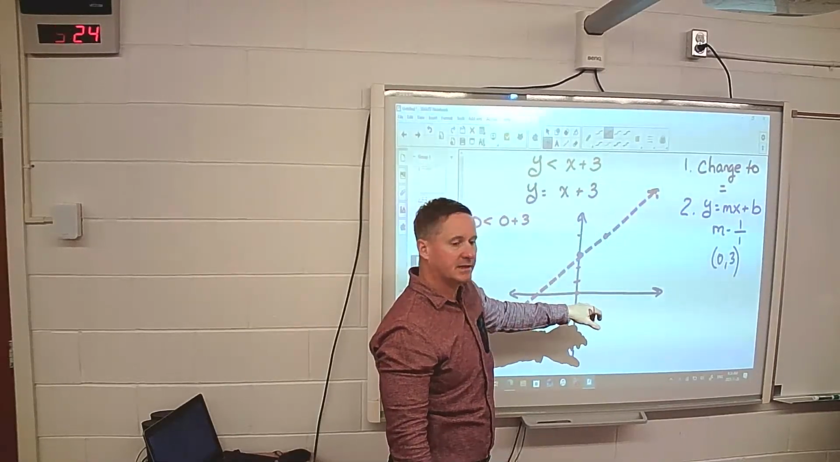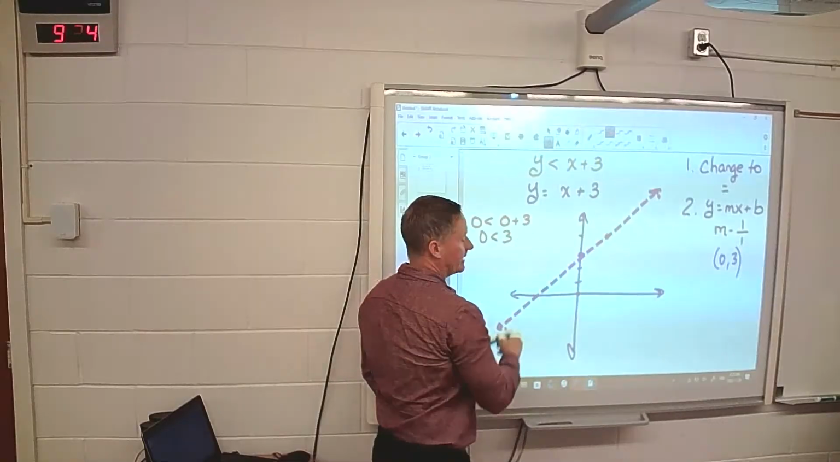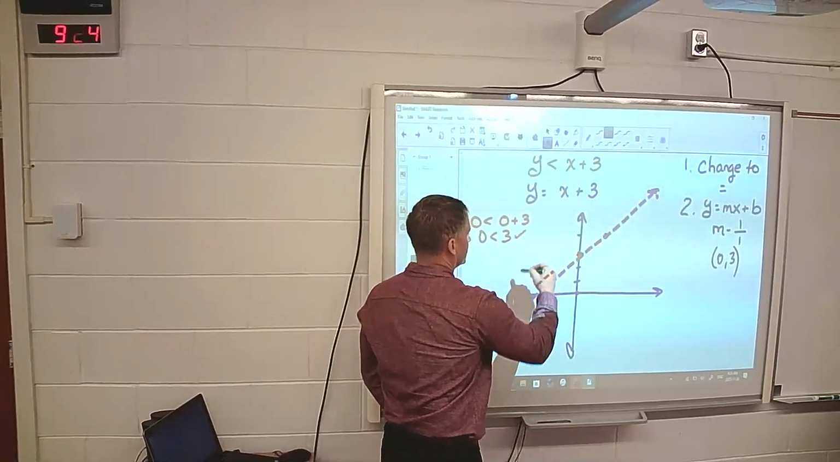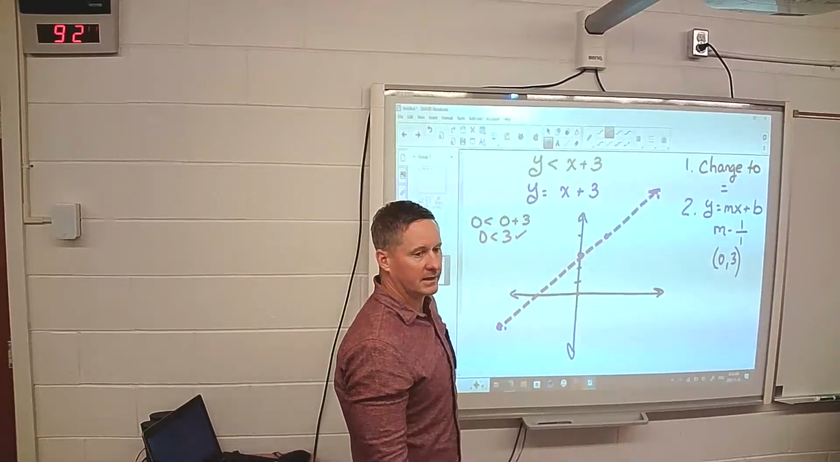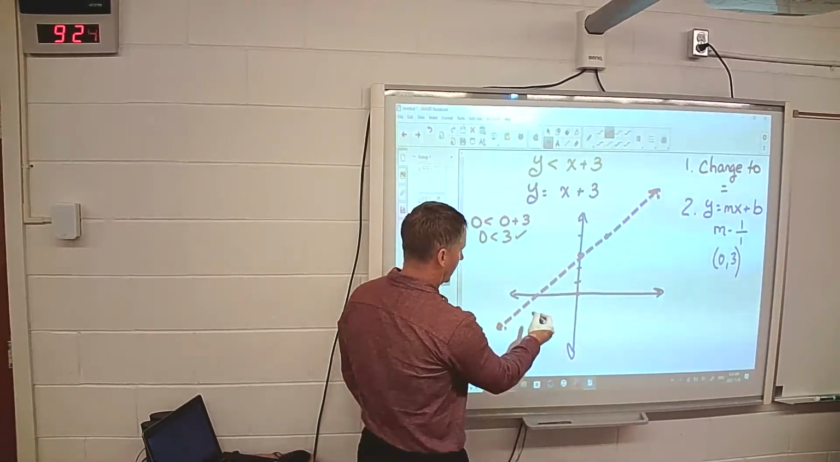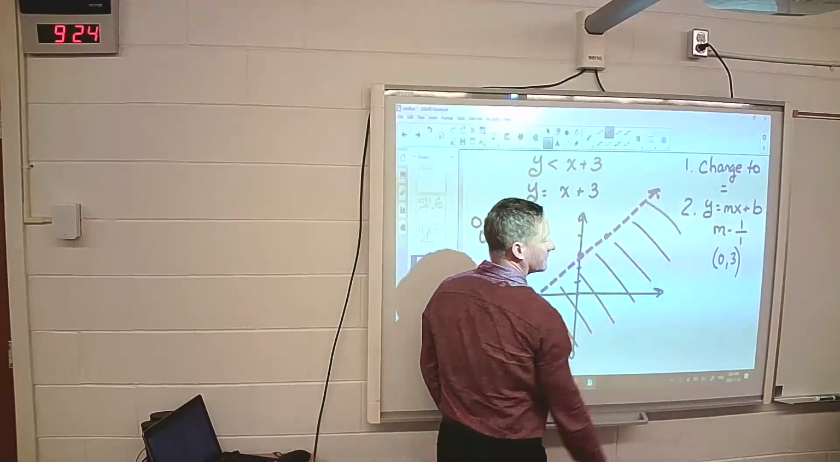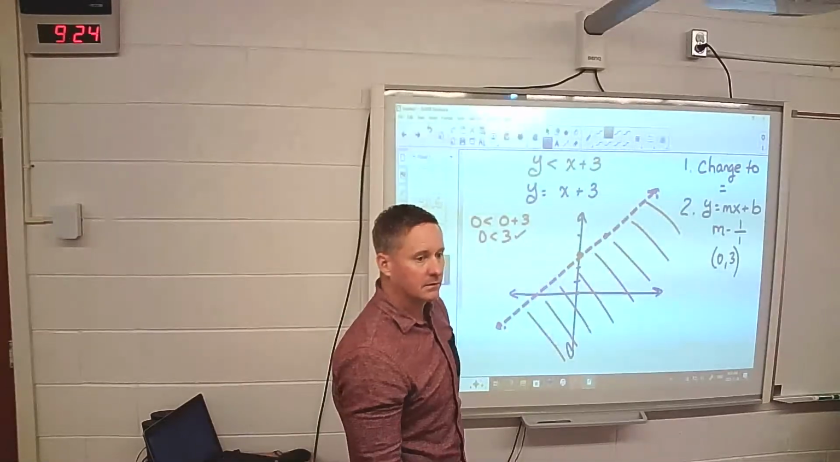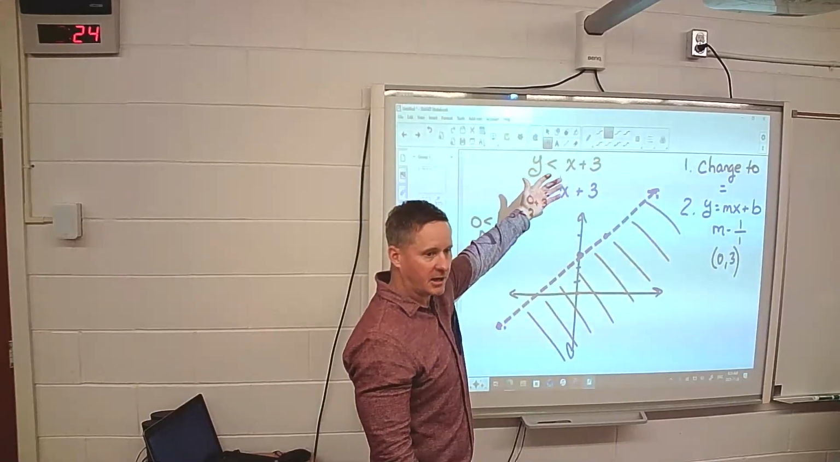So I tried 0 and 0. Is 0 less than 3, Gavin? That means that all of the coordinates on this side are going to be less than the right side. So I go like this. I shade this side because it worked. If it didn't work, if this was not true, then I'd know the other side is to shade.